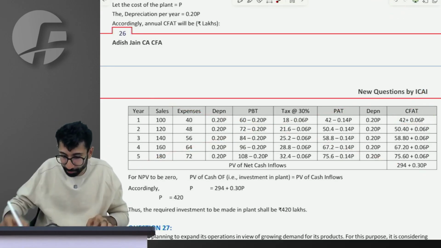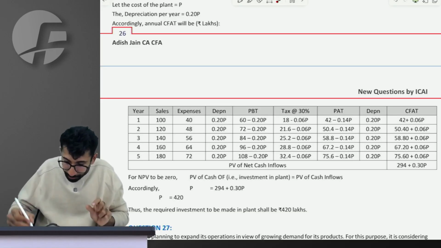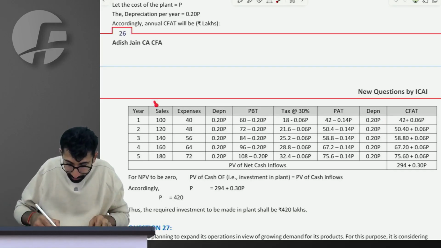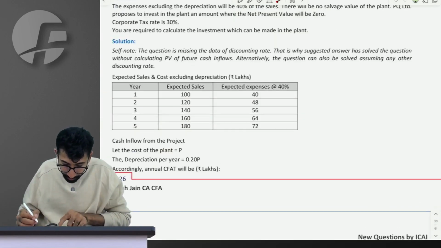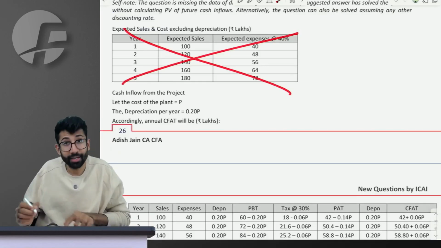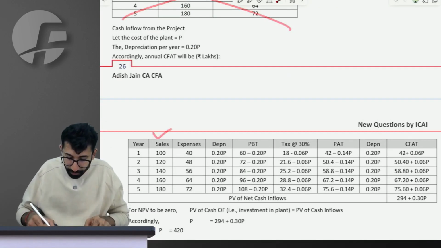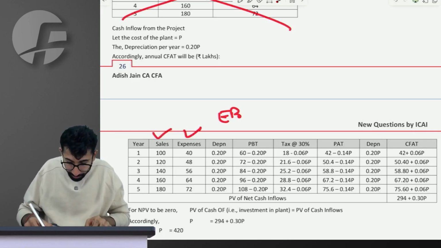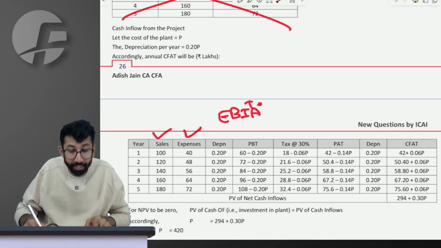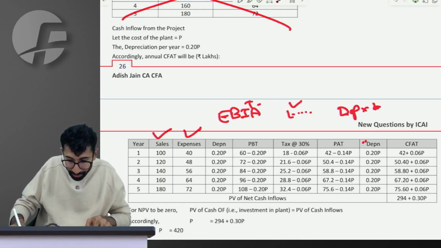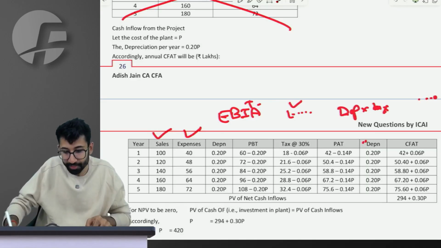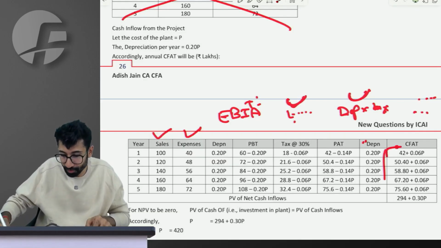Sir, what do you have to simply do? You first calculate sales minus expense, right? You don't have to create this table in that case. Sales, expense, third column is EBITDA. Next column is EBITDA into (1 minus T). Then the next column is depreciation multiplied by tax rate, and the next column is CFAT, which is EBITDA into (1 minus T) plus depreciation into T. So you will finally get this.